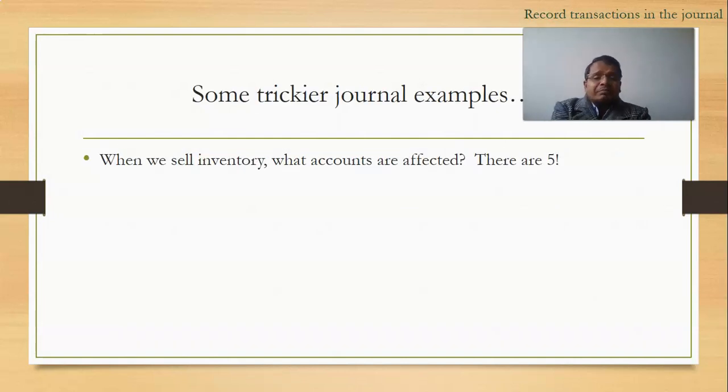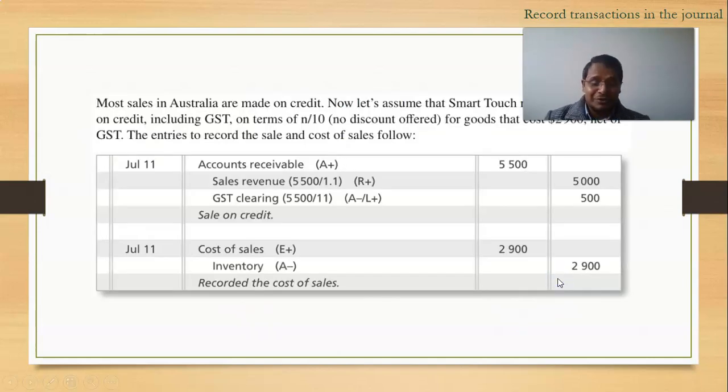So this is how we should do the journal, then transfer to the ledger, and then prepare the trial balance. Now let's see some advanced, or trickier, journal entries. When we sell inventory, when we sell some products or goods to the customers, how many accounts are affected? There are five. Five accounts can be impacted by a transaction like this.